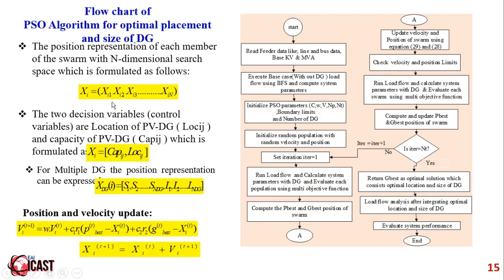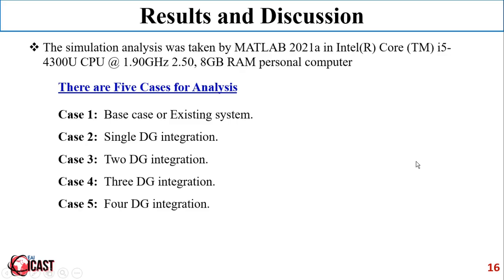First, the position representation is represented like this, and position and velocity are updated for each iteration. When we see the results and discussion, the simulation analysis was done with MATLAB software, and there are 5 cases for analysis: case 1 up to case 5. Case 1 is the base case or existing system, and case 2 is single DG integration, then 2 DG integration, 3 DG up to 4 DG integrations.